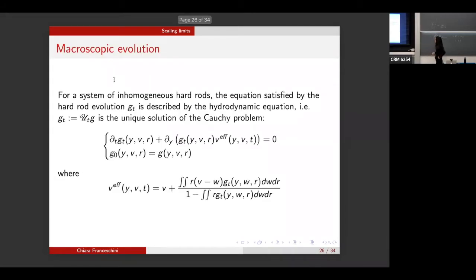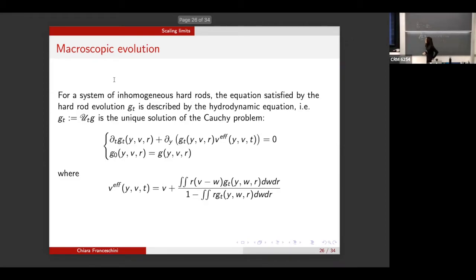So how to characterize the macroscopic evolution of the hard rod density? This G_t is given by the hydrodynamic equation, which is this transport equation, where the transport coefficient is this effective velocity, which has this form that I will discuss in a second. So you have the time derivative of G_t plus the y derivative of G_t times this transport term, which has an explicit form. And you see at time 0, the initial condition is precisely the G of the hydrodynamic limit at time 0.